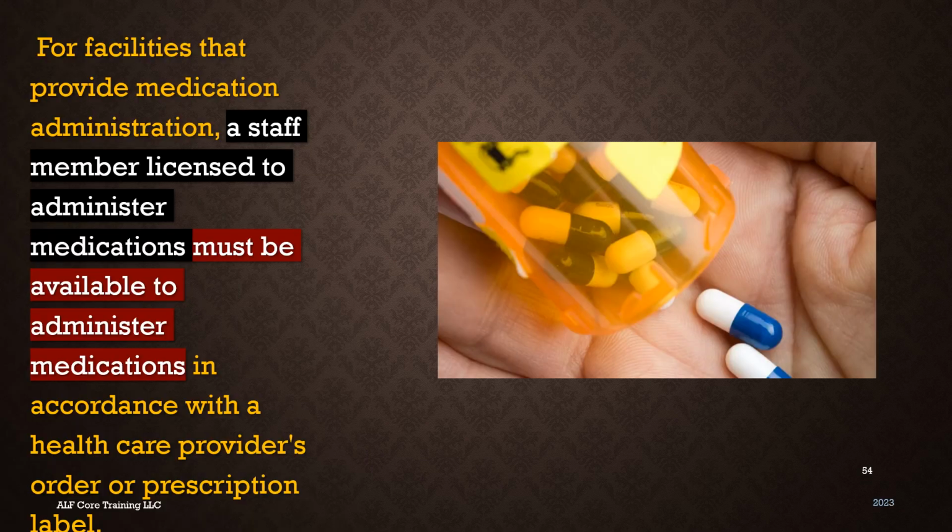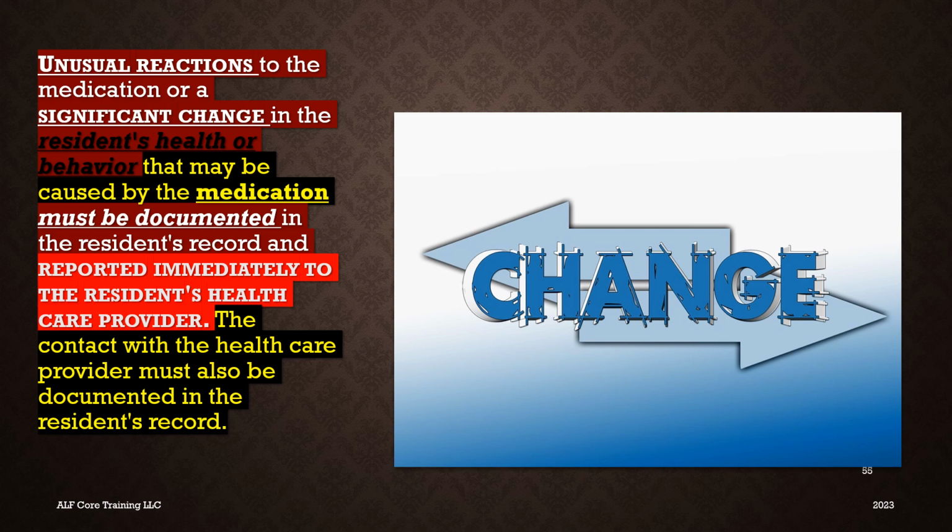For facilities that provide medication administration, a staff member licensed to administer medications must be available to administer medications in accordance with a healthcare provider's order or prescription label. Unusual reactions to the medication or significant change in the resident's health or behavior that may be caused by the medication must be documented in the resident's record and reported immediately to the resident's healthcare provider. The contact with the healthcare provider must also be documented in the resident's record.